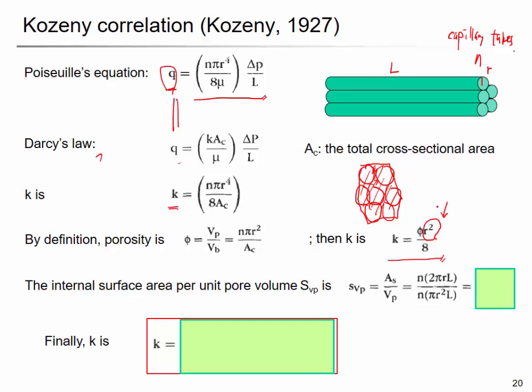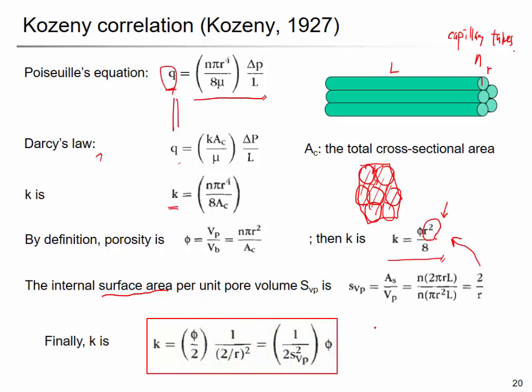And we can generalize this radius with the internal surface area. So the internal surface area per unit pore volume, SPV, is defined as the surface area over pore volume. So 2 pi R L over pi R squared times L, and the specific surface area per unit pore volume is 2 over R. So then we can replace the R with the SPV, and the equation becomes this one: 1 over 2 times S squared times porosity. So it shows that permeability increases with porosity, and permeability decreases with the square of the specific surface area, right? Very intuitive equation.